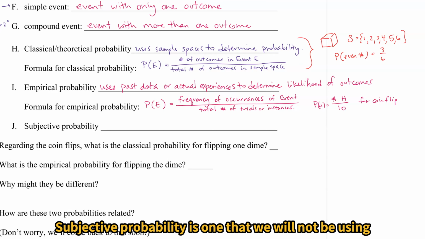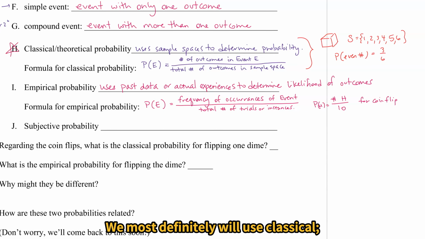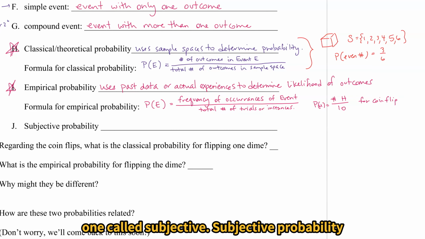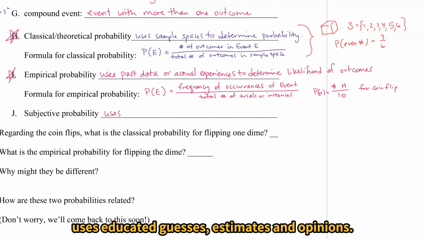Subjective probability is one that we will not be using in this class. We most definitely will use classical. We most definitely will use empirical. But there is a third one called subjective. Subjective probability uses educated guesses, estimates, and opinions.